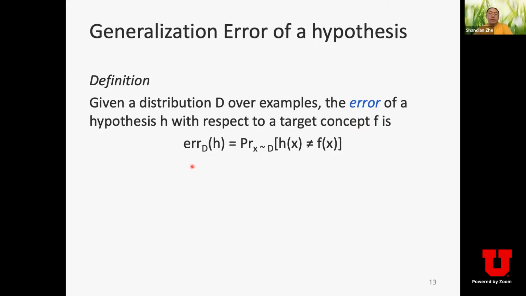Basically, it's defined as: if you randomly sample an instance following this data distribution D, what is the probability that you'll make a wrong prediction with your hypothesis H? That's it. So basically, it's just the probability that you make a wrong prediction, where the test example is generated following this underlying data distribution D. So that's the definition of the generalization error. Any questions about this definition?